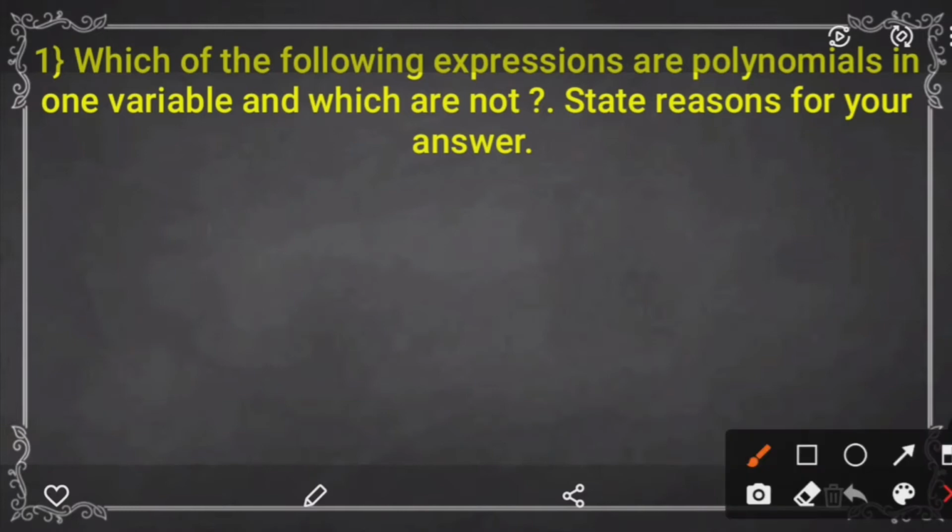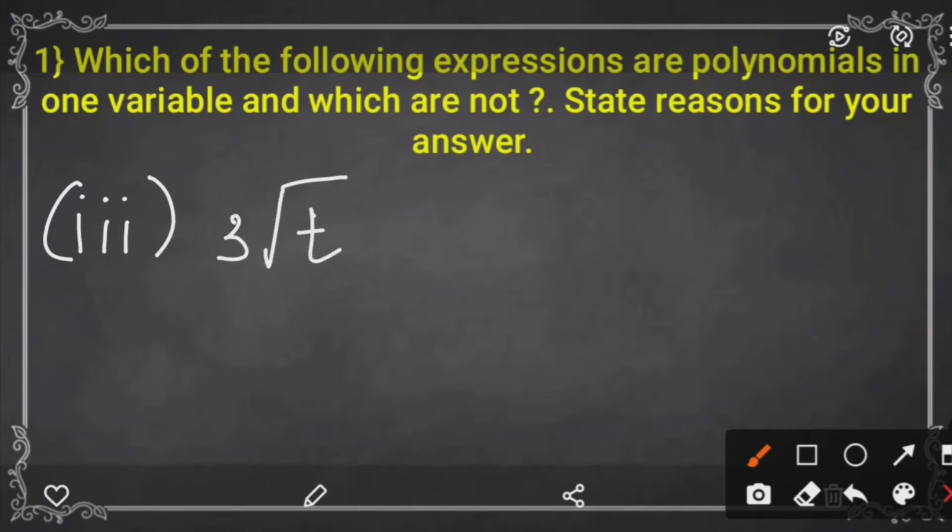See the third one. The third expression is 3 root t plus t root 2. Is it a polynomial of one variable or not? No, this is not a polynomial of one variable. Why is this not a polynomial of one variable? See here, what is the polynomial definition? The variable must have powers that are whole numbers.